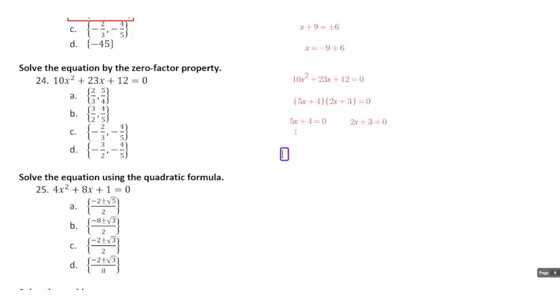If I solve this left equation by subtracting 4 and then dividing by 5, I get x equals negative 4/5. And if I do the same thing for this other linear equation, I get x equals negative 3/2. Those are my two solutions. So I'm going to look for those in my answer choices, and it looks like I got them right here. Choice D.